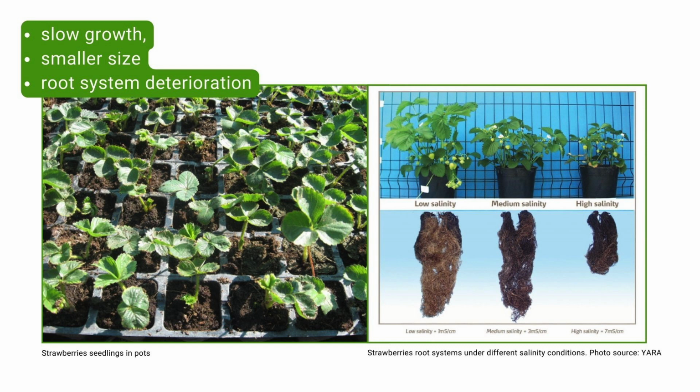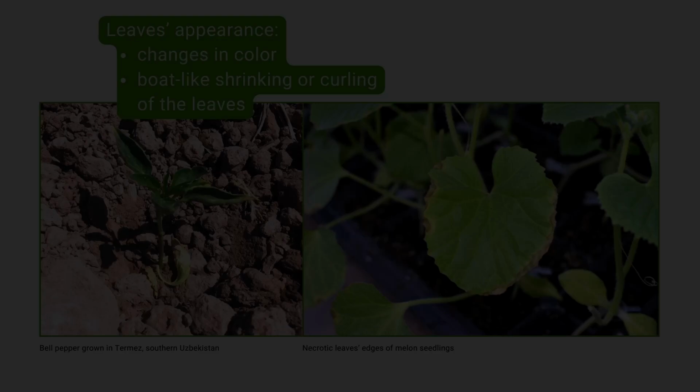Another possible plant's reaction to saline conditions is slowed growth, smaller size, and deterioration of the root system, all of which you can see in this photo of strawberry seedlings that are, by definition, very sensitive to salinity. And in the second photo, you can see how root systems of strawberries look under different salinity conditions.